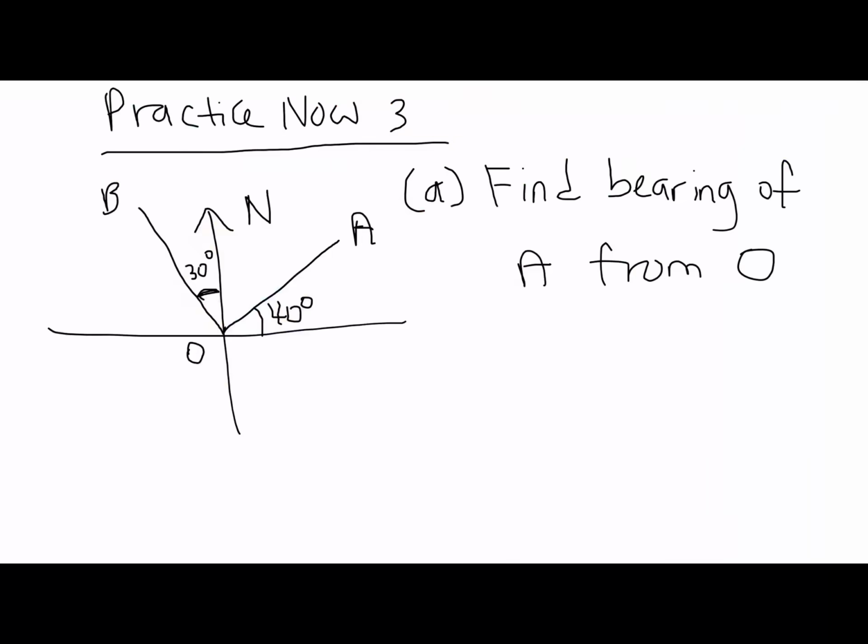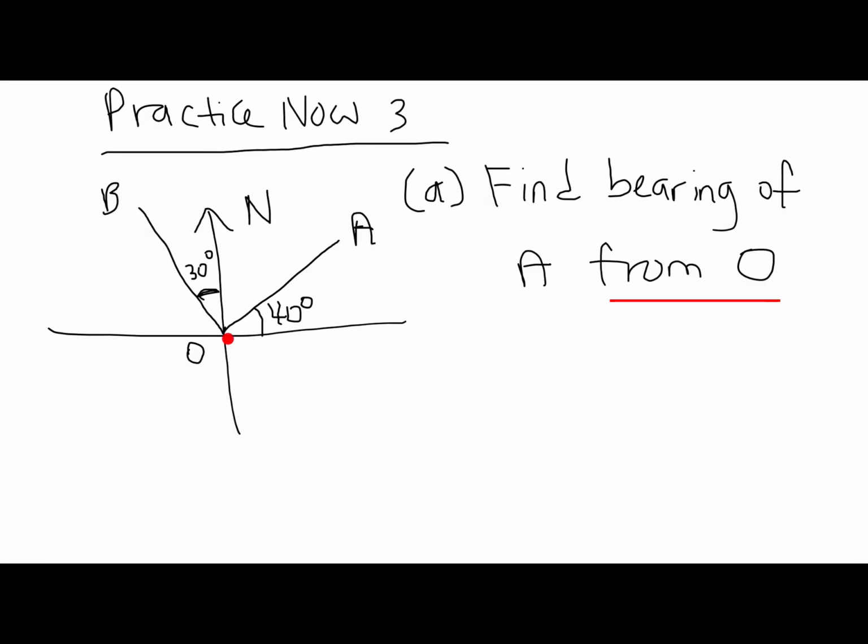Let me go through Practice Now 3 very quickly so that you can practice similar questions on your own in the textbook. You are given this north, south, east, west line. Remember, north, south and east, west lines are always perpendicular. Find the bearing of A from O. Step 1. What is the object that is looking? A or O? Yes, O. O is the object that is looking.